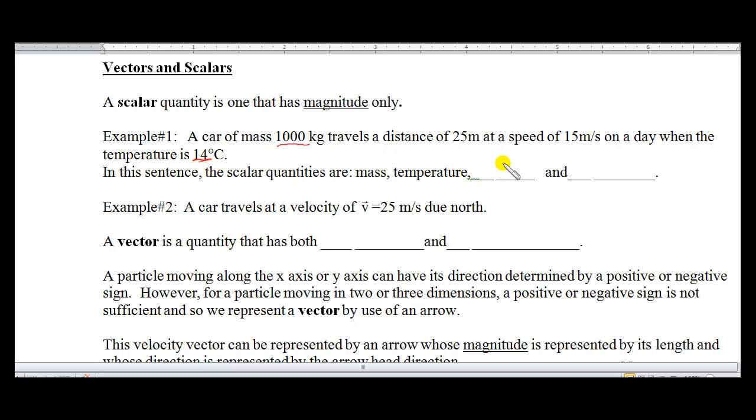Now what I would like you to do is to push that pause button and fill in these two blanks right here. Read through this sentence and see if you can identify two more scalars in this sentence and write them down right in here. Okay, so push that pause button.